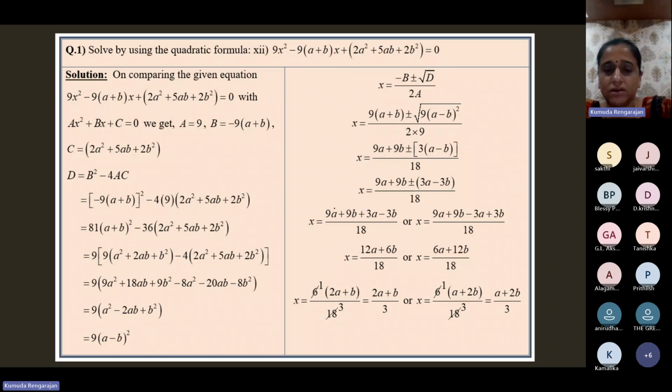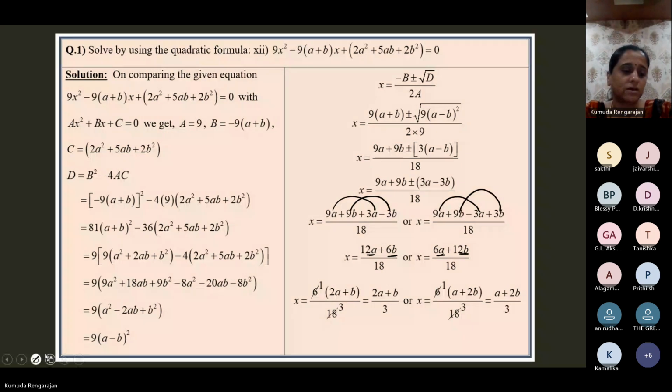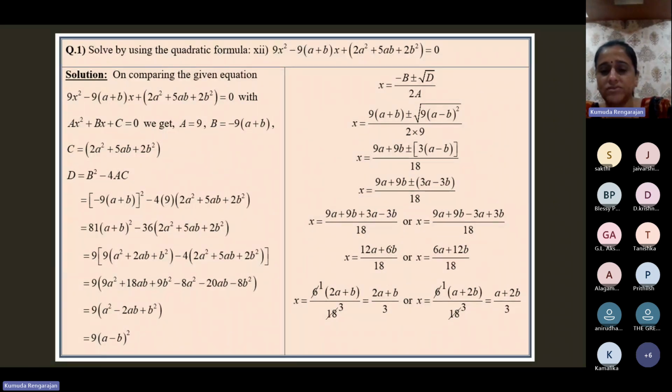So simplify: 9a plus 3a, 12a; 9b minus 3b plus 6b by 18; 9a minus 3a, 6a; 9b plus 3b, 12b by 18. Now take out common. In the numerator, between 12 and 6, 6 is common. So 6, open bracket, 2a plus b by 18.